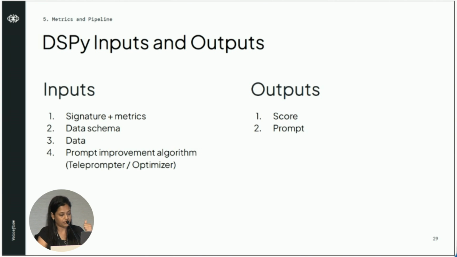Next is the data schema. We already saw the schema that we defined for this experiment. Next comes the data. We had to ensure the data conforms to the data schema that we defined. The important piece here, I would say, is the prompt improvement algorithm, which is commonly known as teleprompter or optimizer in DSPY. This is the one which is going to evaluate the prompts based on the metric results. And the outputs are pretty straightforward. You get a score and a prompt, and then you choose the best prompt based on the highest score.